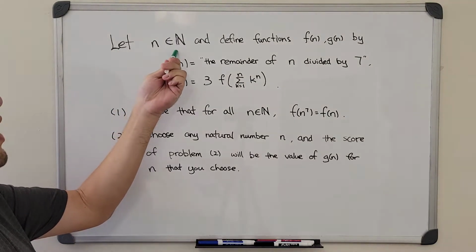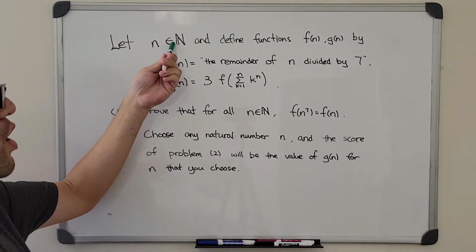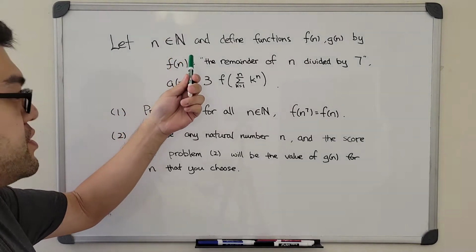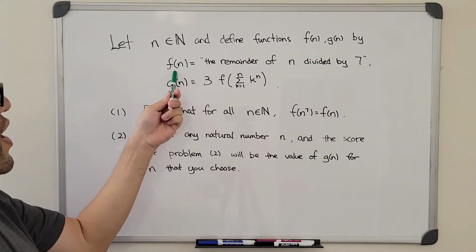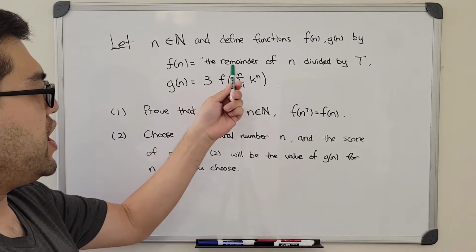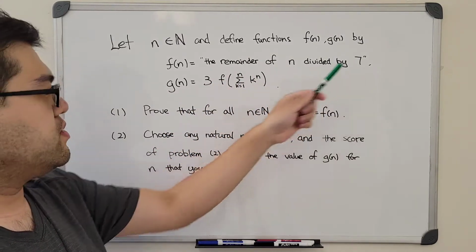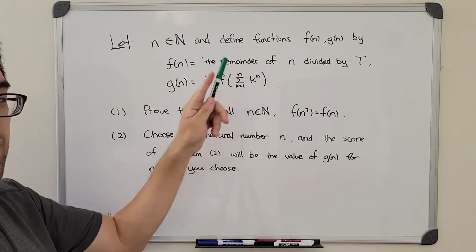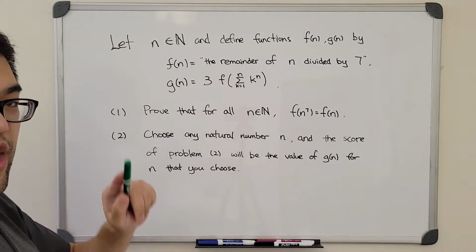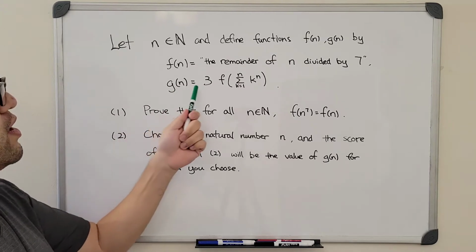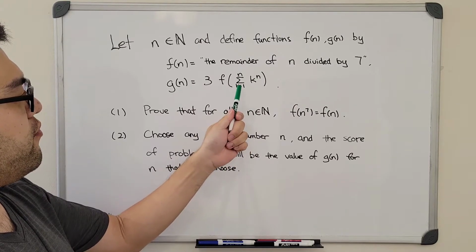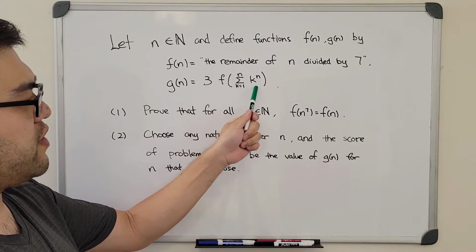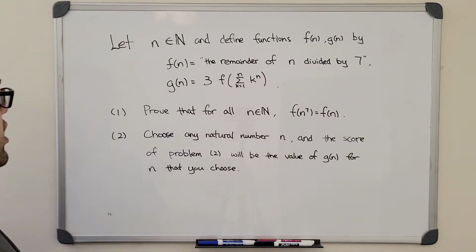Let n be any natural number. Keep in mind, when we say natural number here, we do not include 0. Define functions f(n) and g(n) by f(n) is the remainder of n divided by 7. Later on we'll use a better notation to describe f(n). And g(n) is equal to 3 times f of the sum from k equals 1 to n of k to the n power.